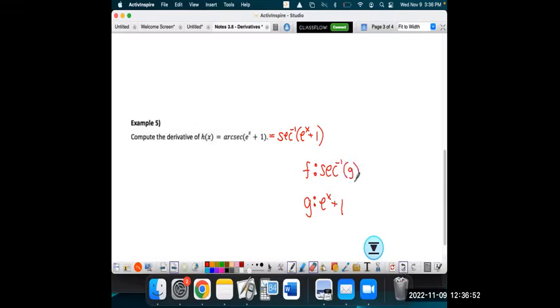Okay, so if you're the type of person that likes to write the derivative of the inside and the outside down, go ahead. Look back at the screen when you're ready to see what the derivative of the inside and outside is. You can use your table for the derivative of the outside.